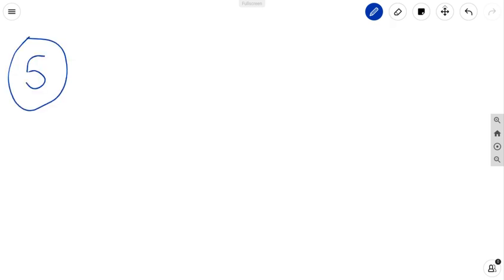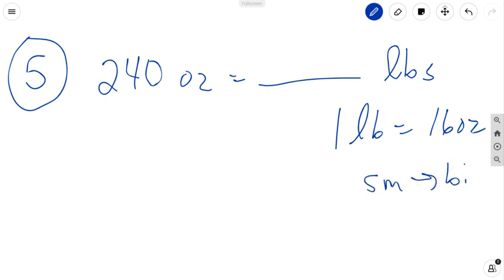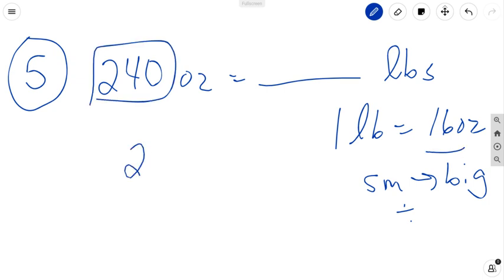Let's try number 5. 240 ounces equals how many pounds? Okay, well, I know that 1 pound equals 16 ounces. I'm going from small to big. If we're going from small to big, that means we're going to divide. So I'm going to divide 240 by 16.